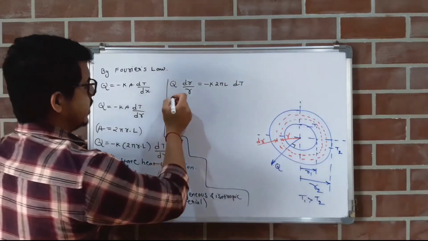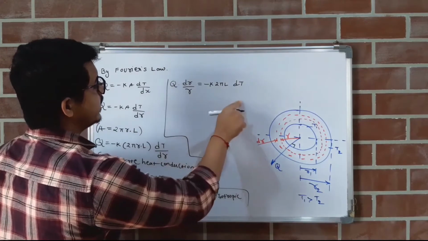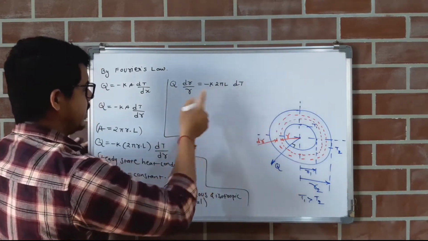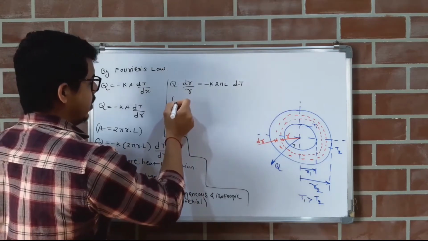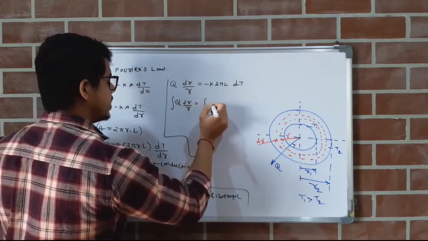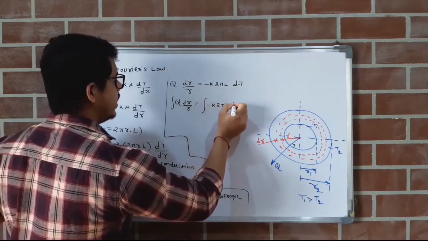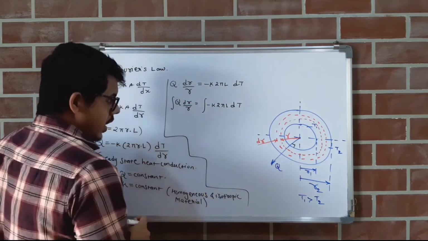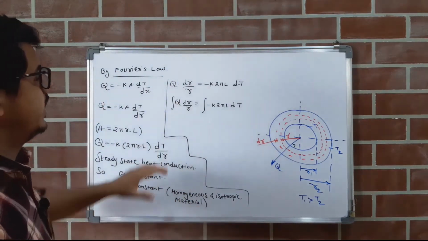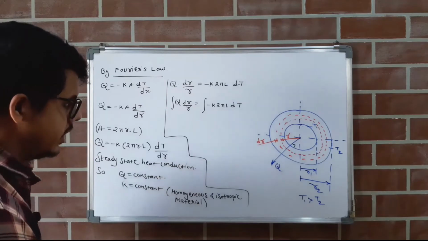Now we will integrate. So you have to write here, integrating the above equation. You have to write a statement that integrating the above equation, then after you have to perform this step. Q into dr upon r is equal to integration of minus k 2 pi L into dt. Now when you use this Fourier's law, then we have to apply the integration boundaries.